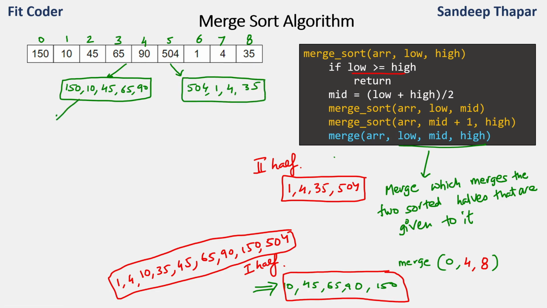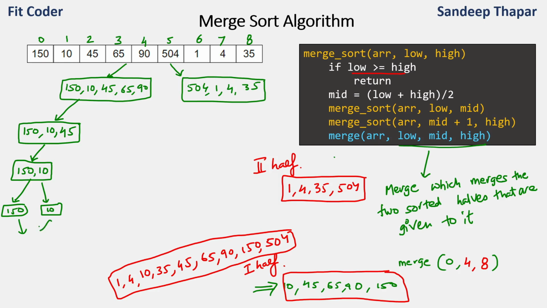Now this part will again be split into 150, 10 and 45. This will again be split into 150 and 10. And then these will be sorted. 150 and 10 will be sorted to 10 comma 150. Then this 45 will be here. And this 10 comma 150 will be combined with 45. So this will become 10, 45 and 150.